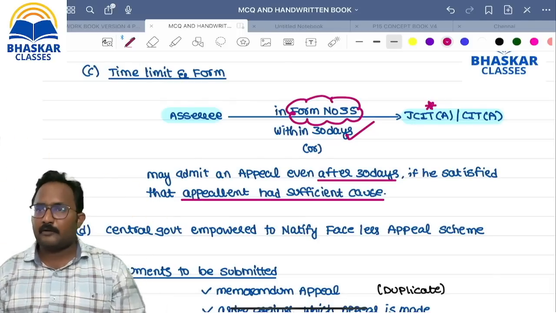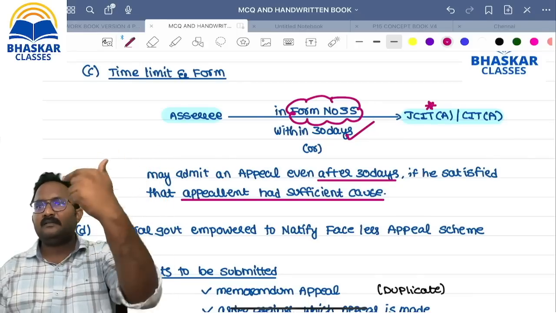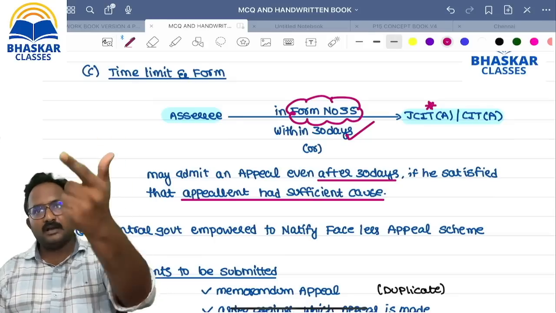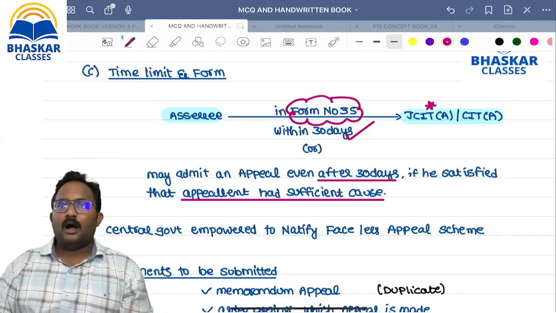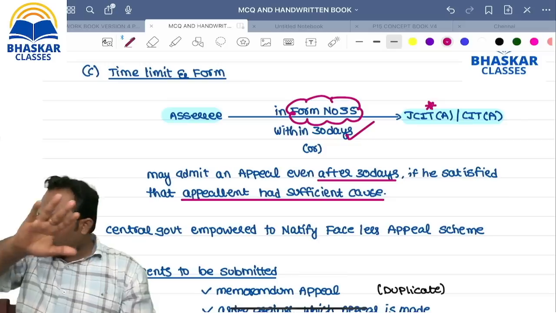Can you tell me what is the process of appeal, ma? First, you have to make an application. After that, they will fix the date and place. Next, adjournment also. Next, hearing. Next one, they will pass the order. Order needs to be communicated by the appellate authority to the appellants. This is a process that normally happens.